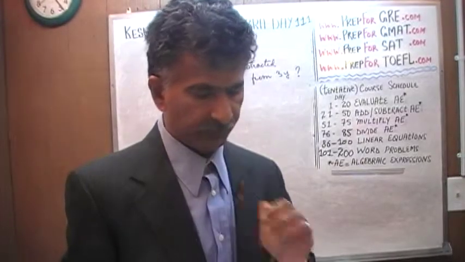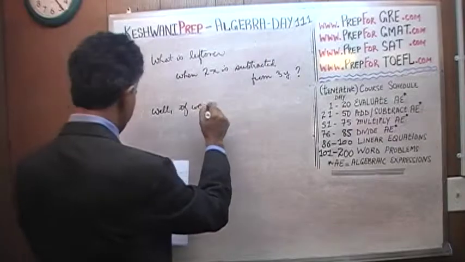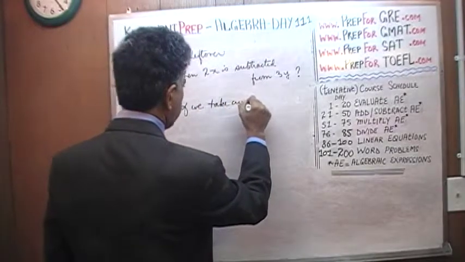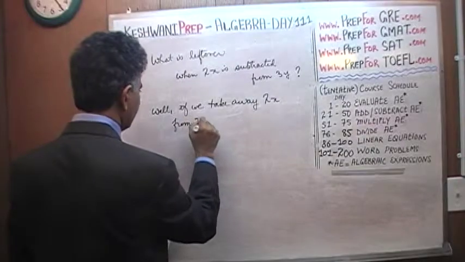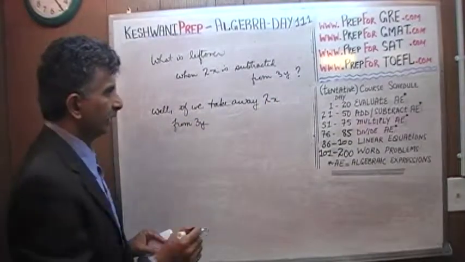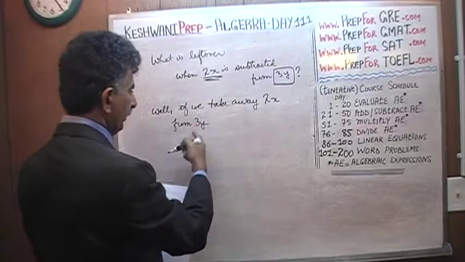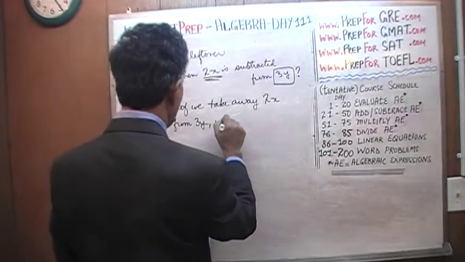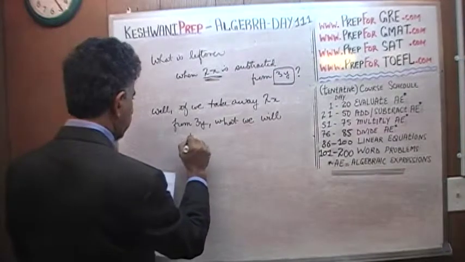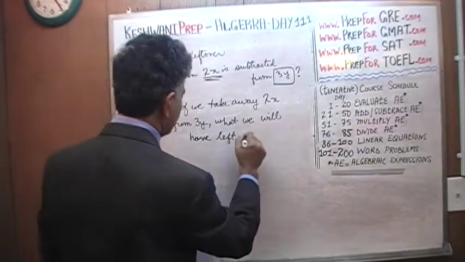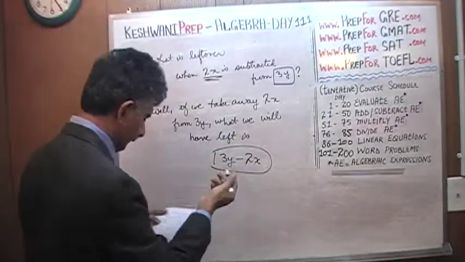Well, it's quite straightforward. If we take away 2x from 3y, if 3y is a quantity that we started out with, and we were to take away 2x from it, what we will have left is, of course, the 3y that we started out with minus the 2x. That's it. That's the answer.